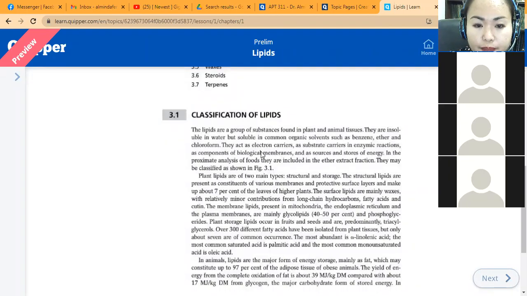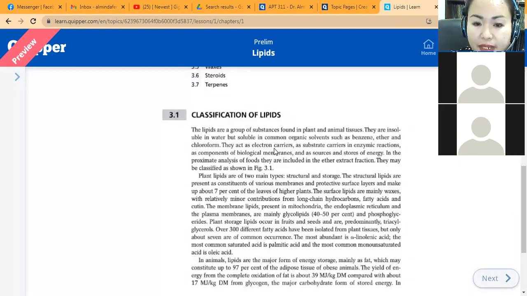Also, they act as electron carriers. When we have different metabolic processes, they are the ones that carry the electrons. In our respiration, a metabolic activity, we have electrons that are used, and also by enzymes in enzymatic reactions.